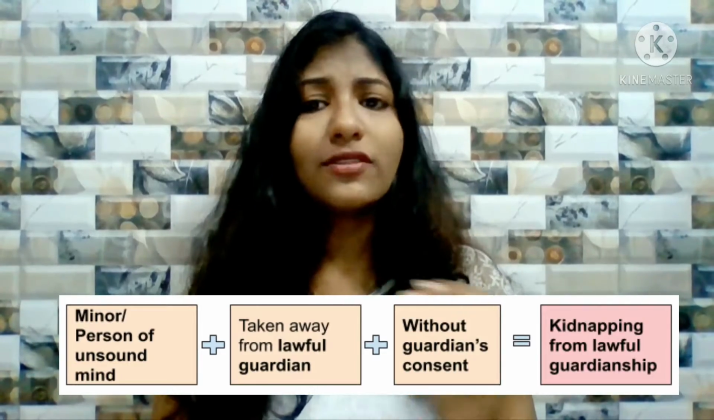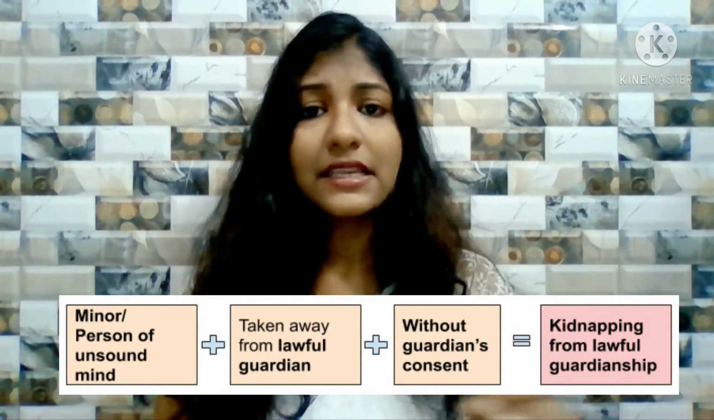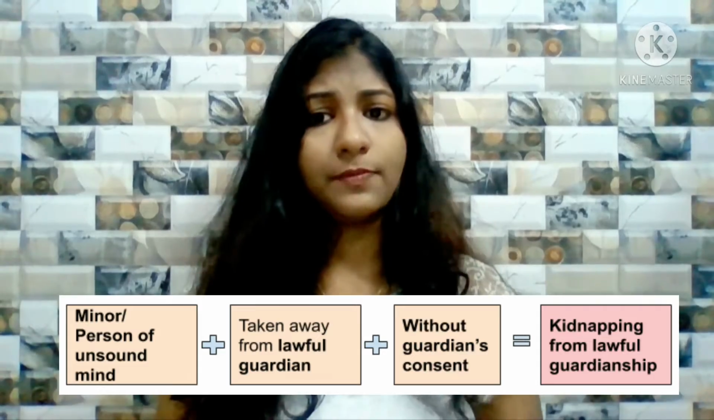Second is kidnapping from lawful guardianship. Section 361 of IPC deals with kidnapping from lawful guardianship. When anyone takes any minor or a person of unsound mind away from the keeping of their lawful guardian without their consent, kidnapping from lawful guardianship is committed. For the purpose of this section, any boy below the age of 16 years and any girl below the age of 18 years is a minor.